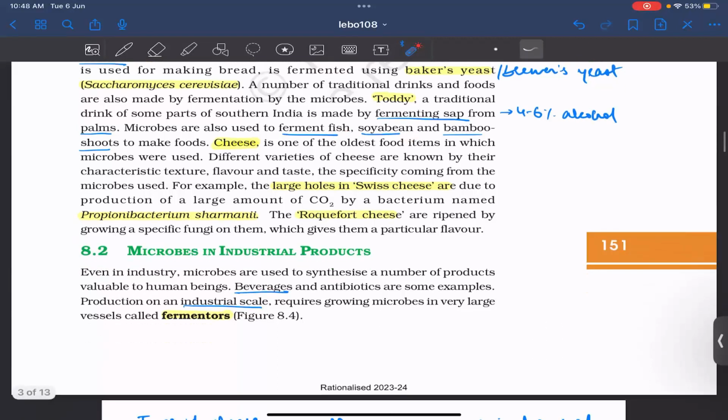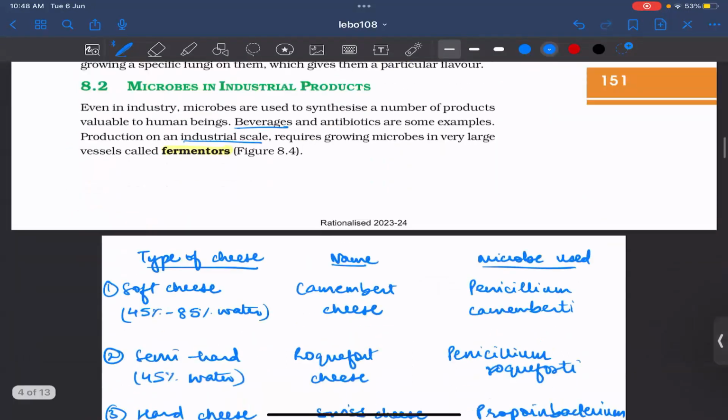Now let's discuss cheese. Cheese is one of the oldest food items. There are various types of cheese based on the type of organism used and the time for which it is processed, which gives it different texture, flavor and taste. It comes from the microbes. You need to remember this: microbes. So let's discuss a few types of cheese.